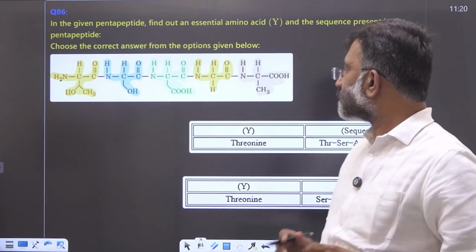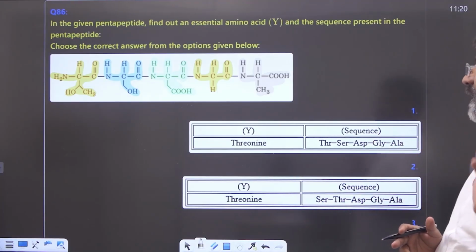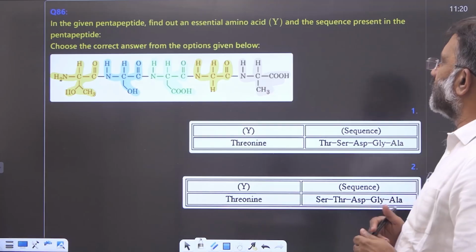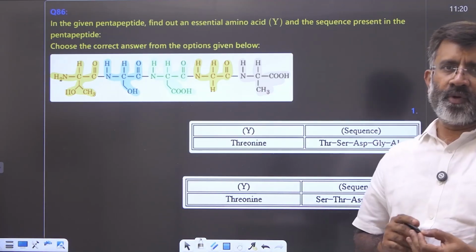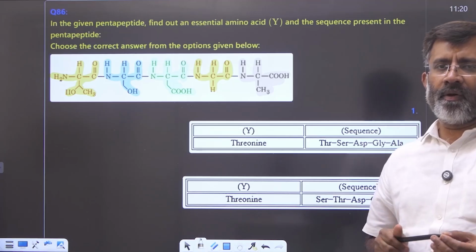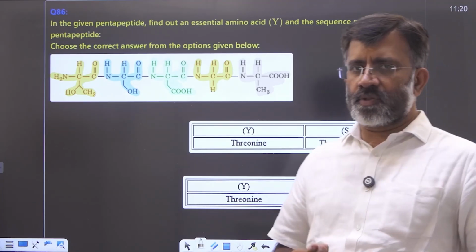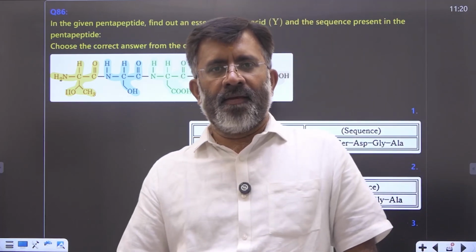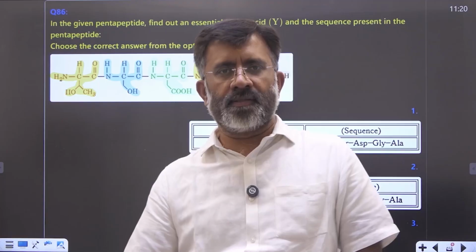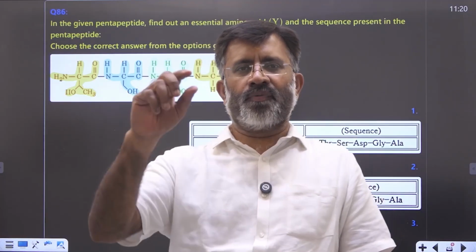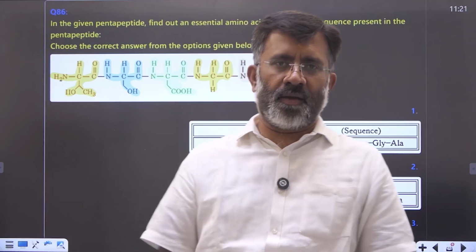And out of which is an essential amino acid. We need to know the essential amino acid Y. Hope you know what is meant by essential and non-essential amino acids. There are amino acids which are produced in our body, non-essential amino acids. The one which we need to take through the diet, that is essential amino acid. Out of 20, 10 amino acids are essential, 10 are non-essential.